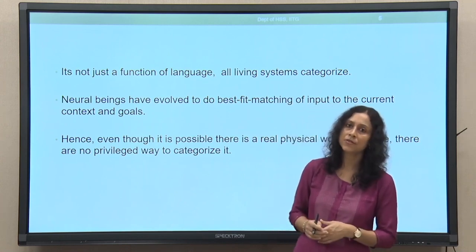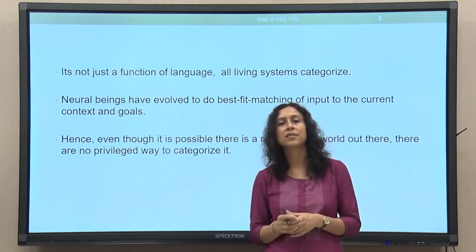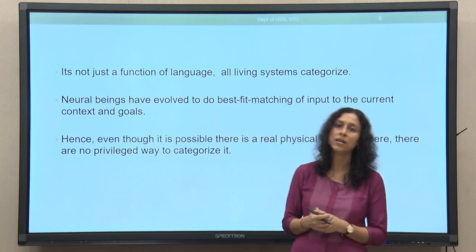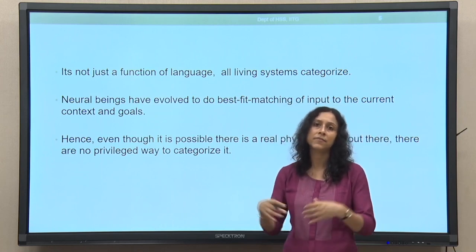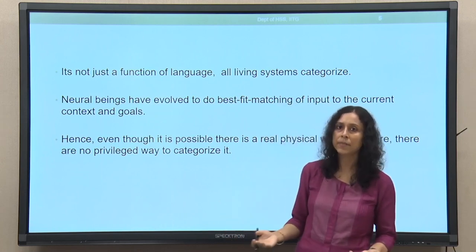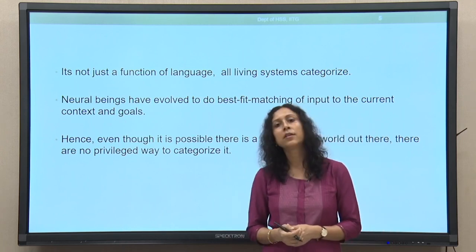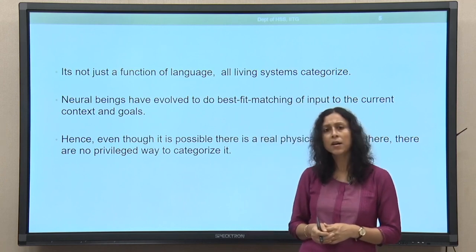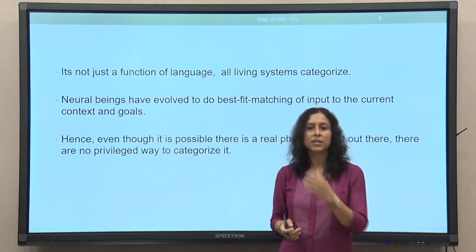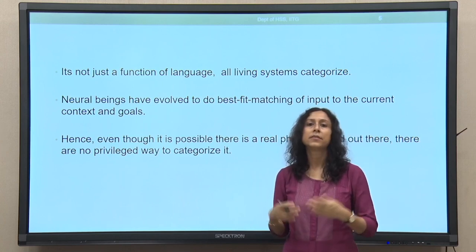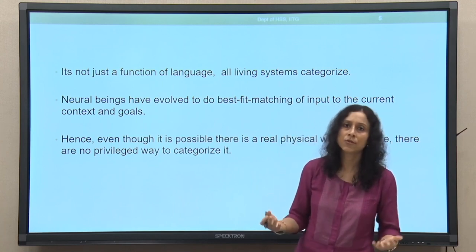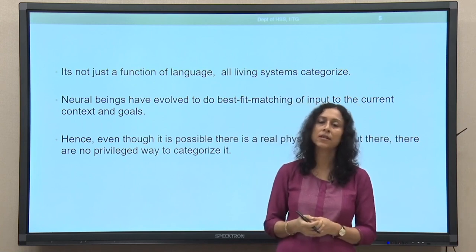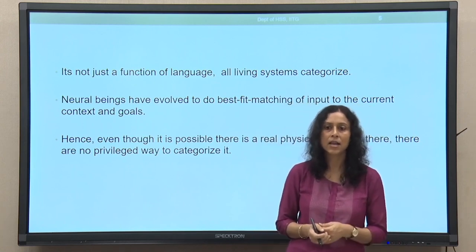Certain philosophers do not agree that human categorization, or any neural being's categorization, is actually important. It does not really matter because there is a physical world out there which is not dependent on our intervention, on our messing with it. Even though it is possible that there is a real world in the sense of the physical world, the sun and the moon and the earth do not change even if we start naming them differently or start looking at them differently. They do remain as they are.